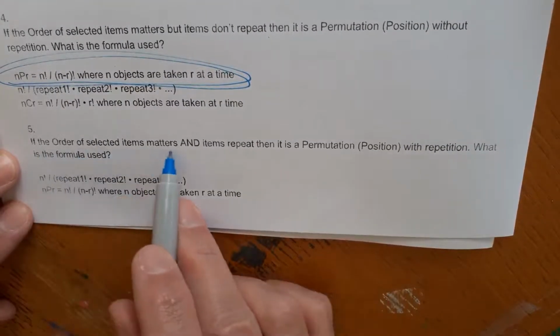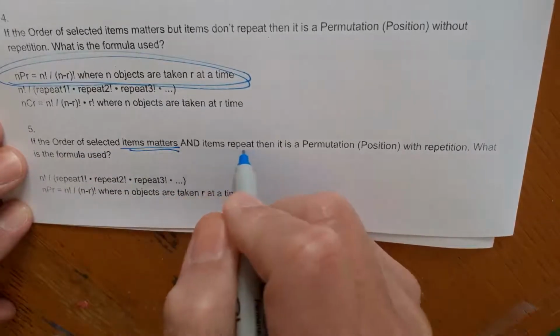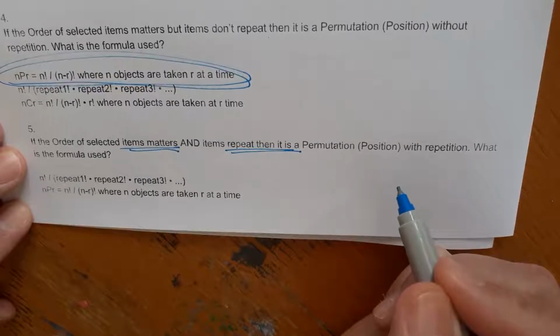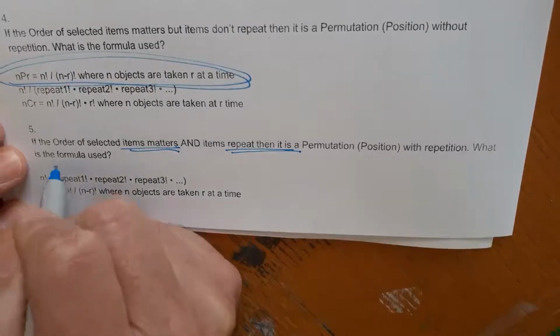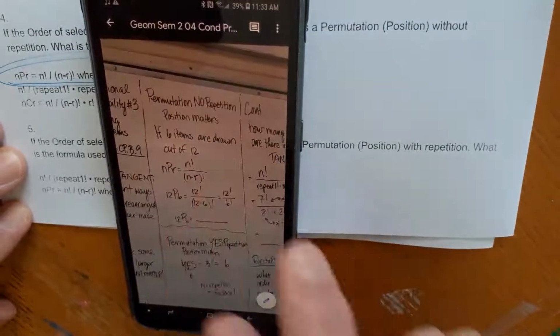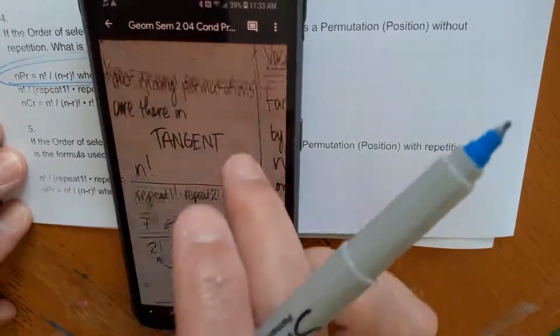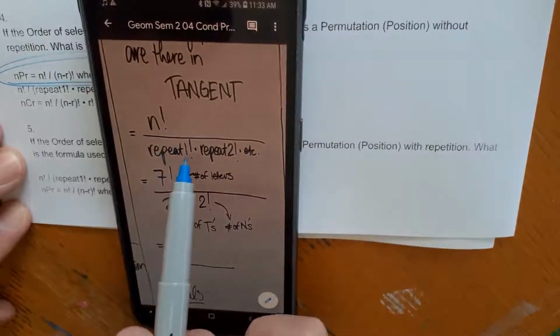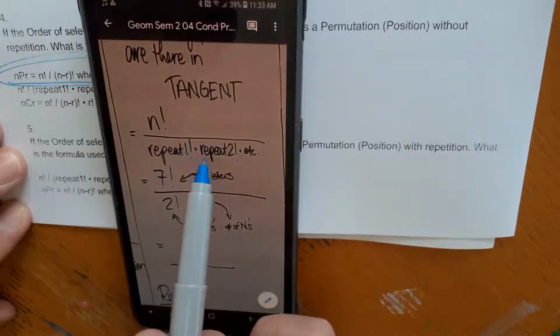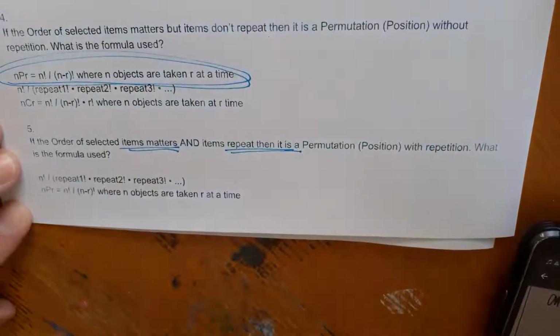If the order of selected items matters, ding, so permutation, and items repeat, so permutation with repetition, they want to know what's the formula. So we have a permutation with repetition formula we use, and it's this one right here: n factorial over repeat 1 factorial times repeat 2 factorial times etc. So here it is right here.